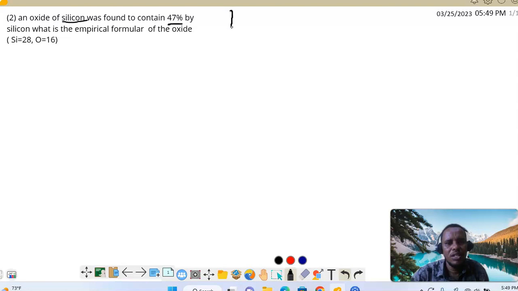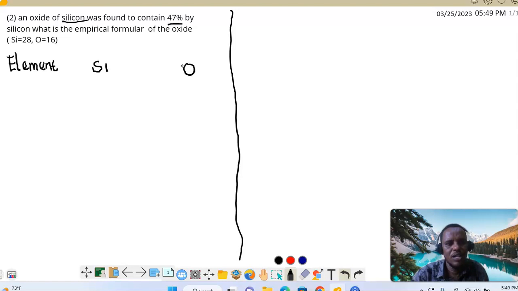This time, rather than giving us the mass, they give us percentage. There is no problem. Instead of using mass, you can use the percentage. So the procedure remains the same. You write first the element. The elements here are silicon and oxygen. Because it's silicon oxide, silicon Si, oxygen O. That's the elements of the sample.